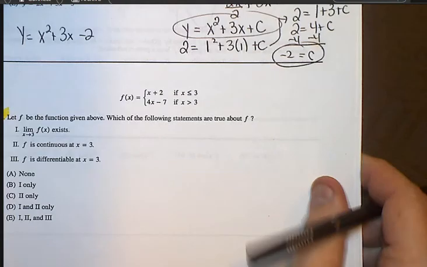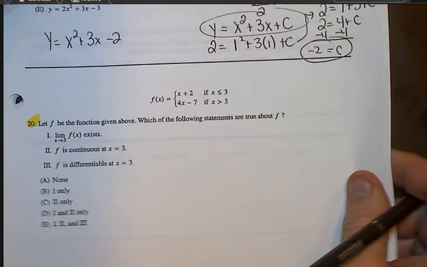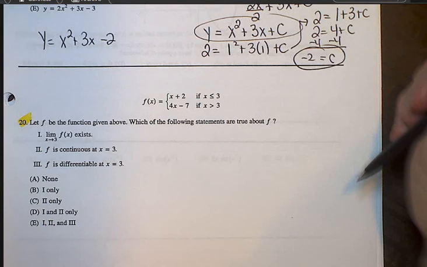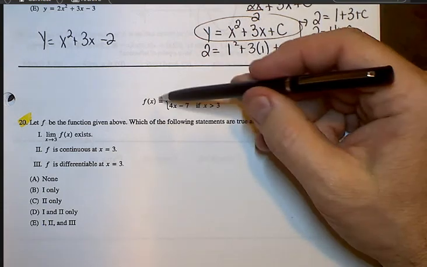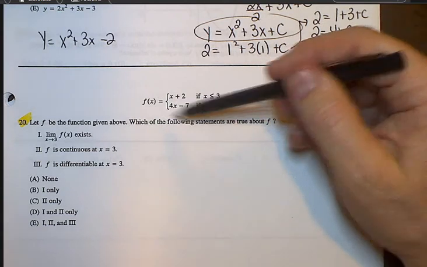Number 20 says, and again, these are always the crazy ones, which of the following above is true, and you get your I, II, and III, so you have to really know these questions. They give a function that's defined over 2 different domains. It says, let f be the function given above, which of the following statements is true about f.